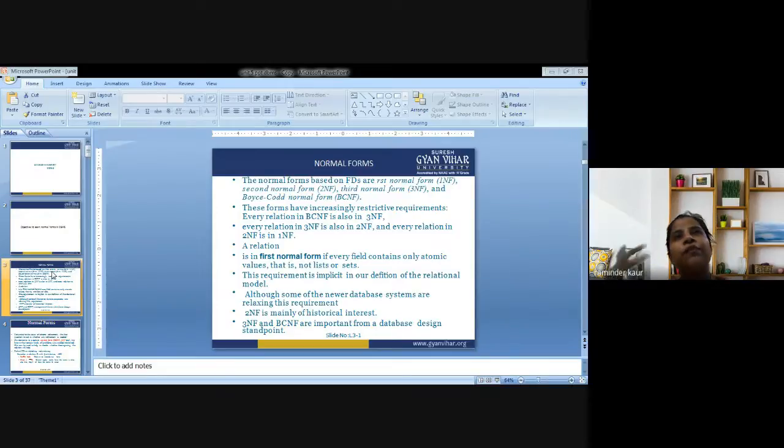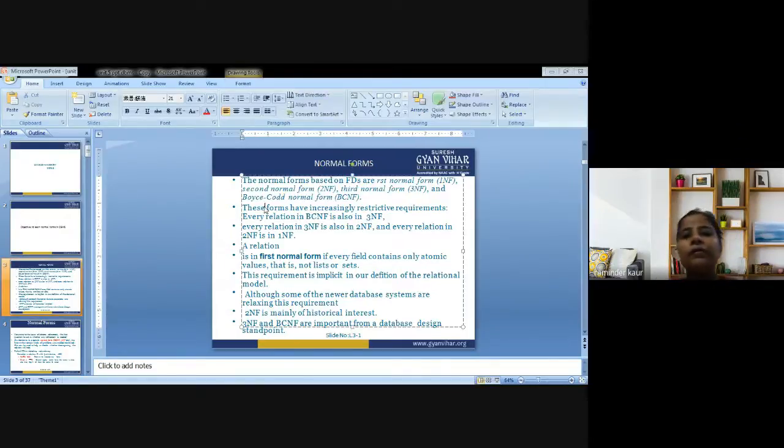It could be first normal form, second normal form, third normal form, or BCNF, that is Boyce-Codd normal form. We are going to look at all the normal forms with the concept of functional dependency, because we have discussed the concept of functional dependency in the previous class. Now coming to the main topic, that is normal form. What is basically a normal form? There are various points given regarding normal form. You can have a look at the same.